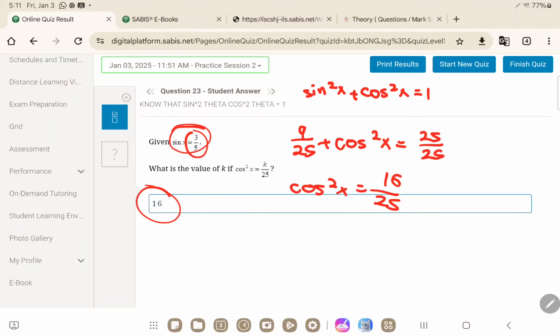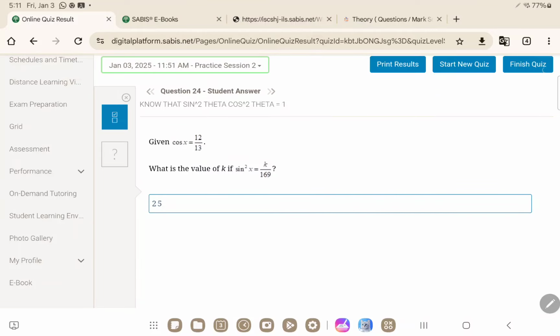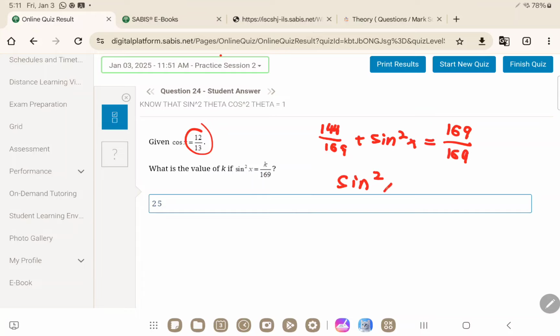Actually, this isn't the one we solved earlier. It's the next question, I think. But anyways, this is how you solve this one. This is the one we solved earlier. Again, same thing. So you need to square this one. So it becomes 144 over 169 plus sine squared x equals 1, which is 169 over 169. Sine squared x equals 25 over 169. They gave us the 169, we just needed to find k, which is 25.